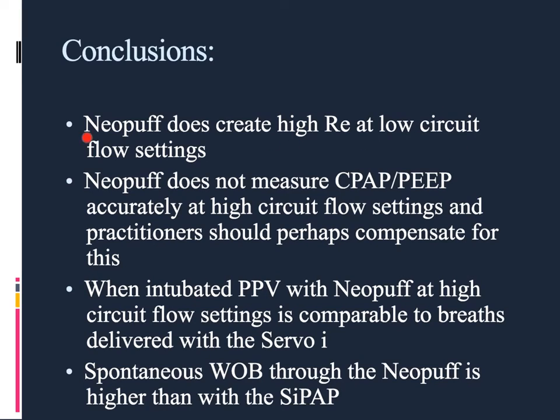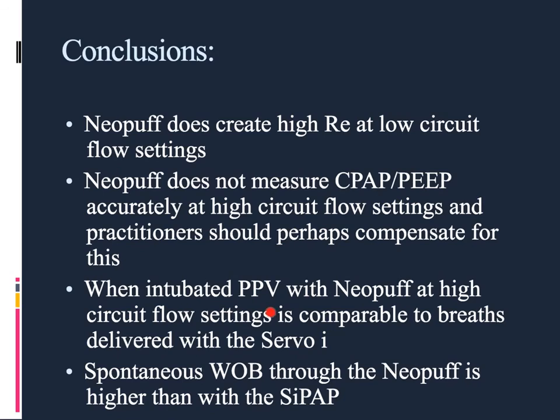But I still think we can state that the NeoPuff does create, as both my data and Wald's demonstrate, higher expiratory resistance at low circuit flow settings. So you can dramatically reduce the expiratory resistance by using higher background flow rates in the NeoPuff. The NeoPuff does not measure CPAP or PEEP very accurately at the higher background circuit flow settings. So clinicians should be aware of this and perhaps compensate for this if you're using those higher background flow rates of 10, 12, or 15 liters per minute. You should probably be increasing your PEEP levels.